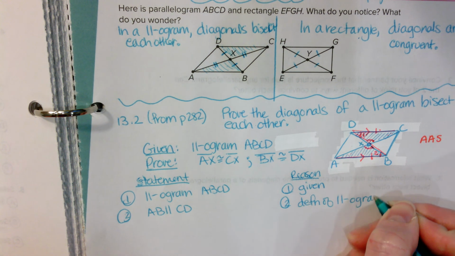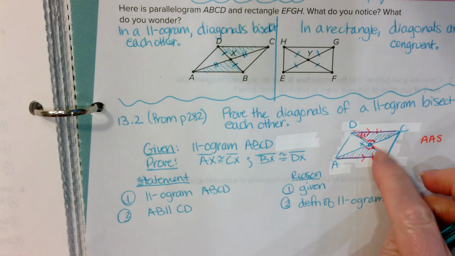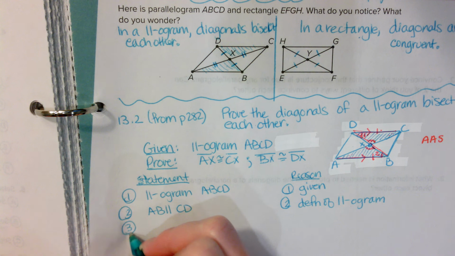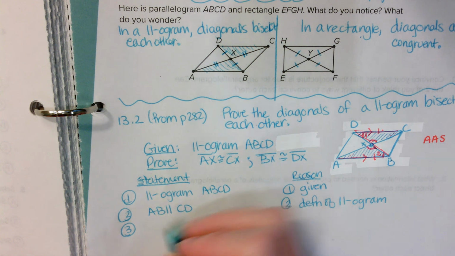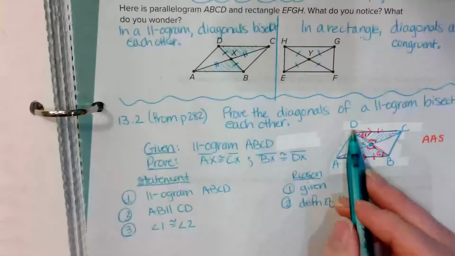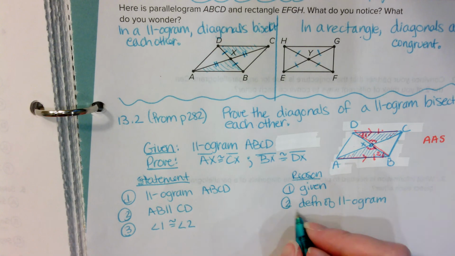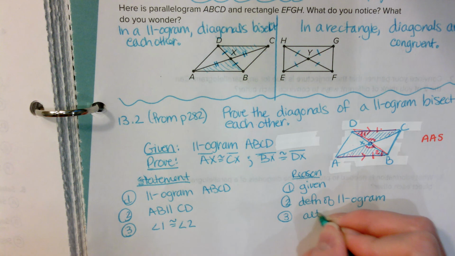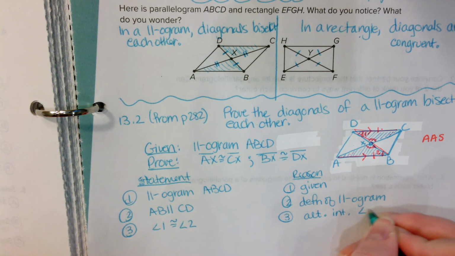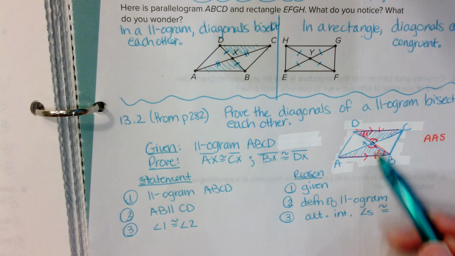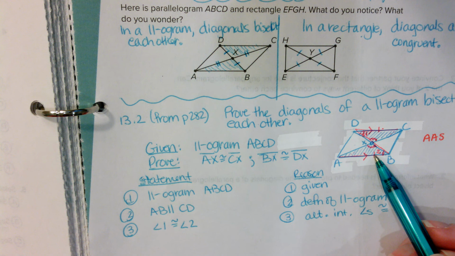And then based on that, I got my 2 alternate interior angles. So let's go ahead and include those for right now. Because of my parallel sides, that's why angle 1 is congruent to angle 2. And you could name them with the letters if you wanted to instead. And that's because alternate interior angles are congruent.